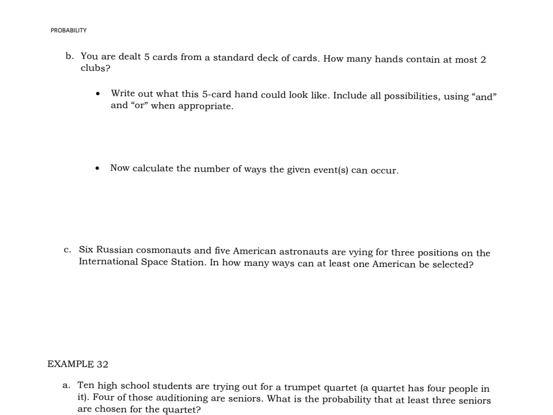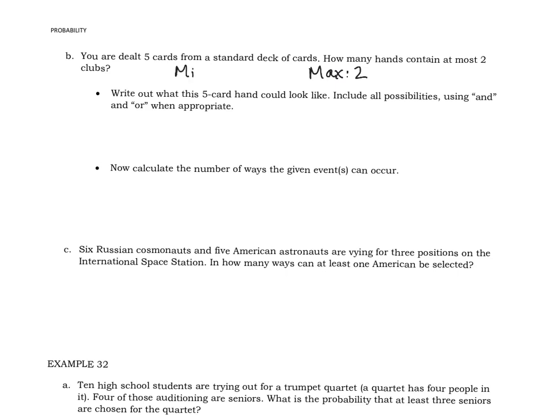Probability, example 31B. You are dealt 5 cards from a standard deck of cards. How many hands contain at most 2 clubs? So at most 2 clubs means that clearly the maximum of clubs you will have is 2.